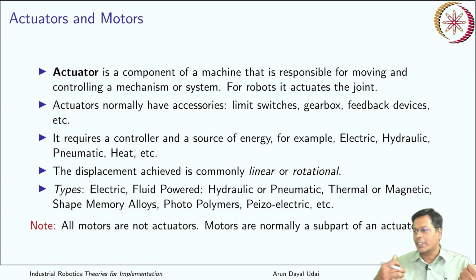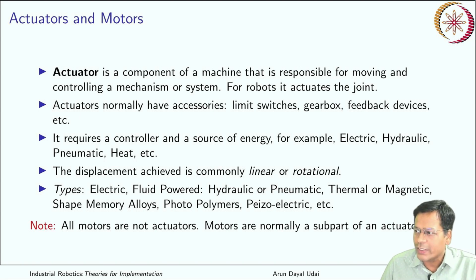Okay, it has to follow a trajectory while moving through its joint, right? And a source of energy, for example, an electric actuator, hydraulic actuator, pneumatic actuator, or maybe heat, is required. So the displacement is commonly linear or rotational, so an actuator can be both. It can be a linear actuator, it can be a rotational actuator. So different types of actuators are there. It can be electric or fluid powered like hydraulic or pneumatic, thermal or magnetic; shape memory alloys, photopolymers, and piezoelectric devices are also there to move your joints.